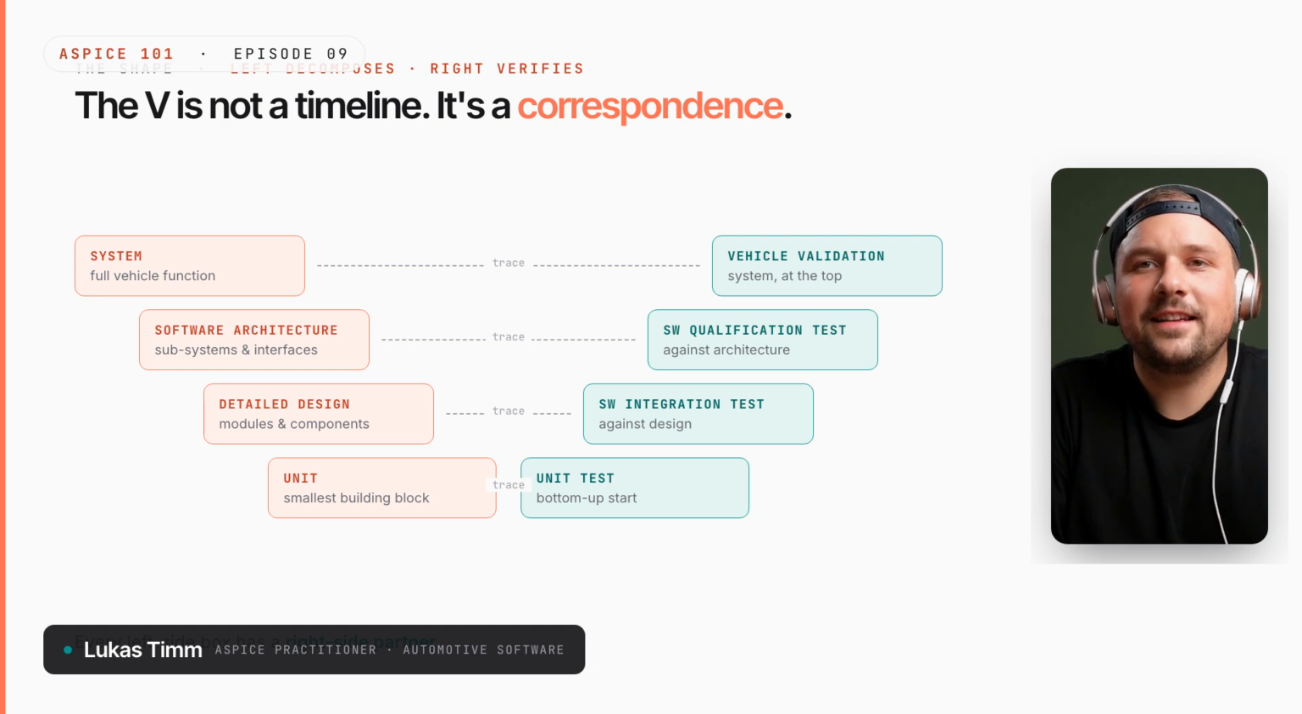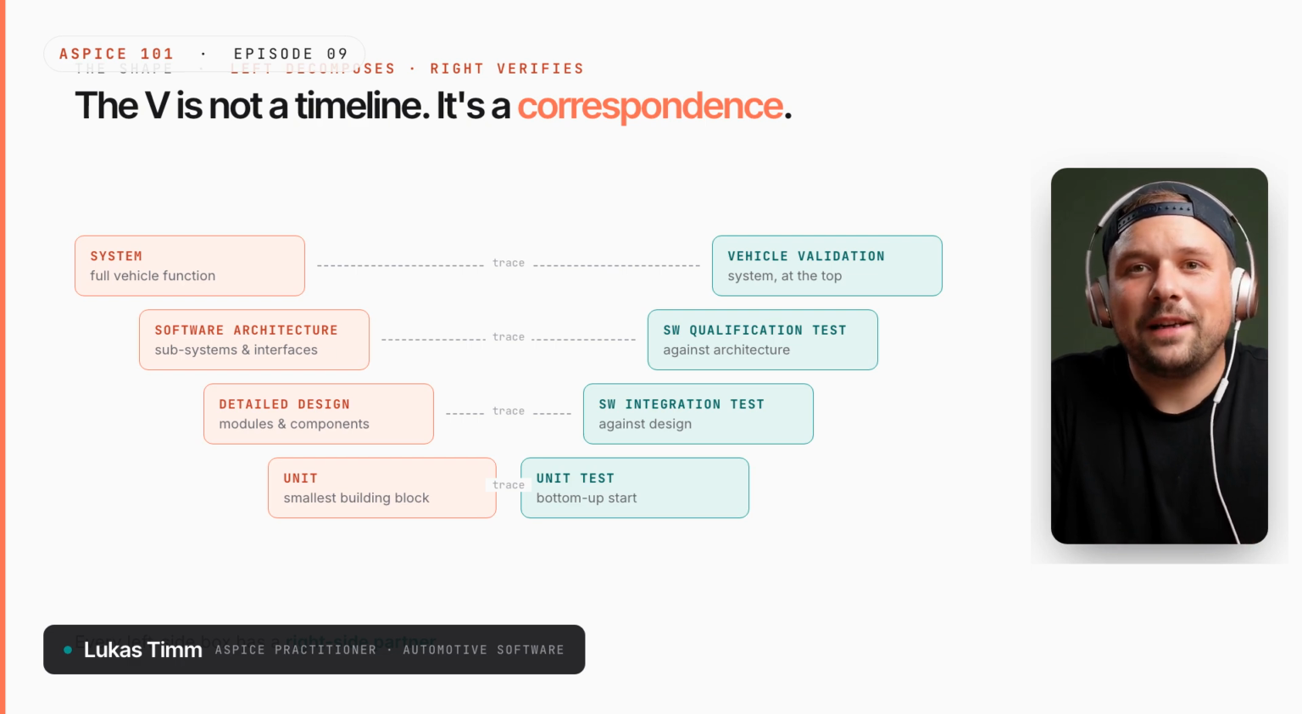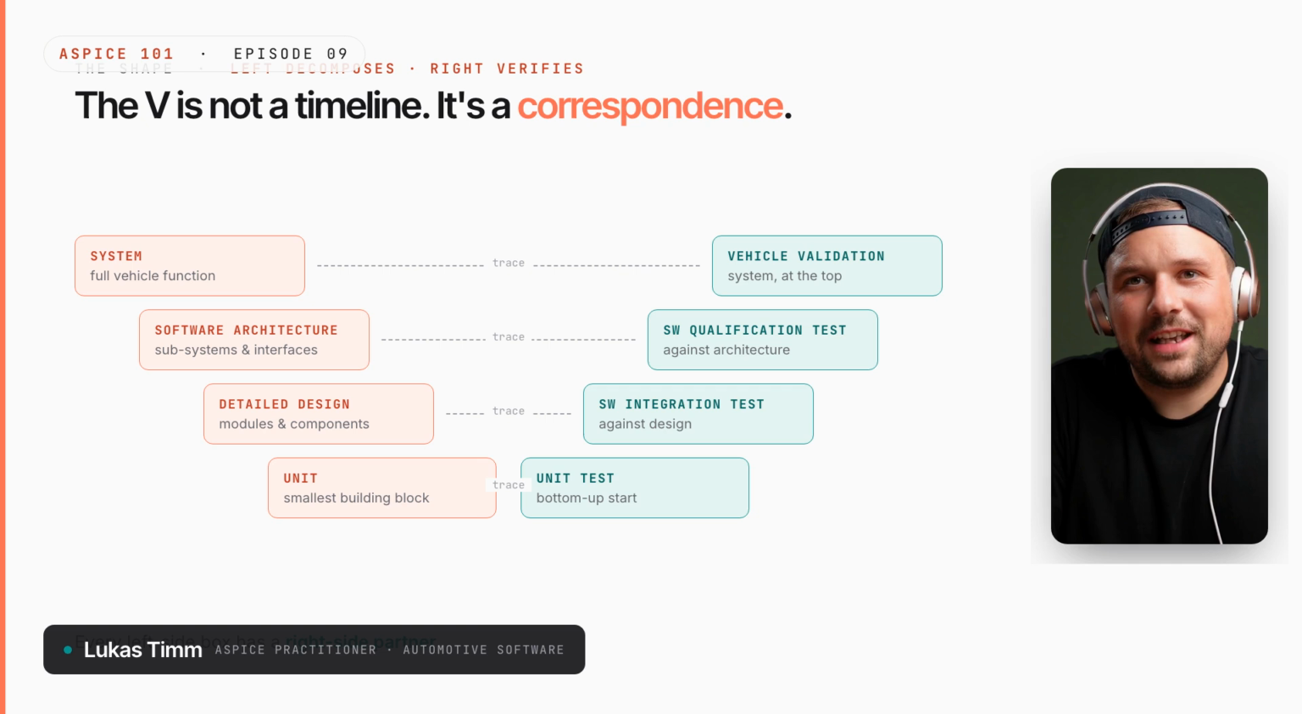The left side is decomposition. You start at the top with the system, the full vehicle function. You break it down: system architecture, then hardware and software subsystems, then modules and components. At the bottom, you have units, the smallest building blocks your team works with.